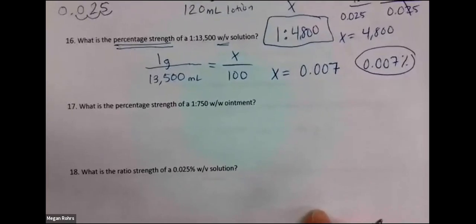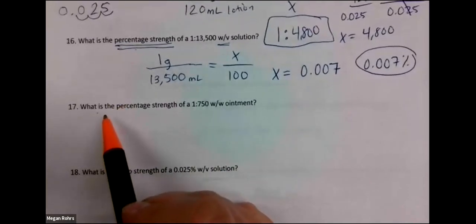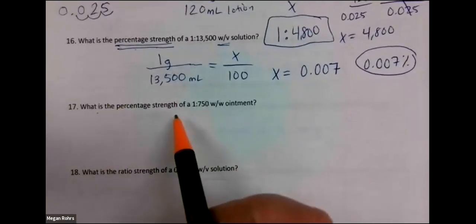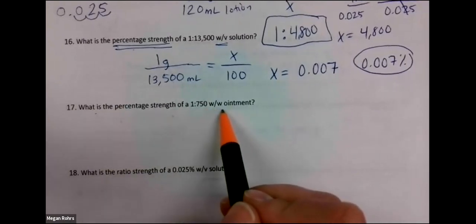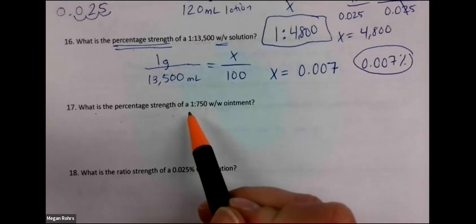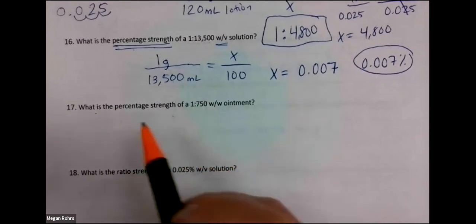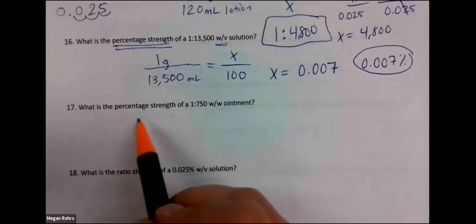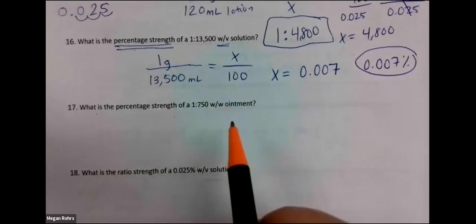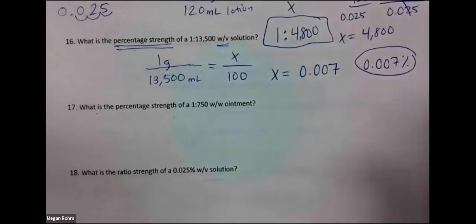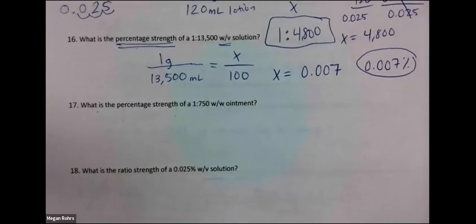Okay, so go ahead and solve for number 17 on your own. Just keep in mind this is a weight to weight ointment, so that would be grams per grams, but we're still looking for percentage strength. So remember, percentage strength is always X over 100. So pause the video, solve for number 17 now.